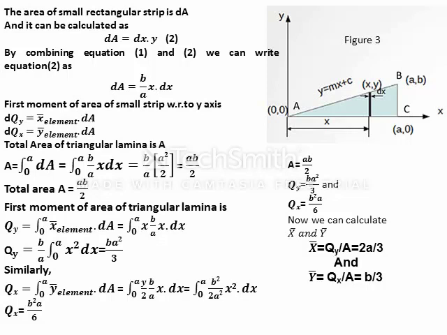Now we have the total area ab by 2, the first moment of the triangular lamina with respect to the y-axis as ba square by 3, and the first moment of area with respect to the x-axis as b square a by 6. Now we can calculate the centroid coordinates, the center of gravity of the plane figure, capital X bar and capital Y bar, as capital X bar is equal to Qy by A, which is equal to 2a by 3, and capital Y bar is equal to Qx by A. Upon substituting and solving the values, I will get the value of Y bar as b by 3.